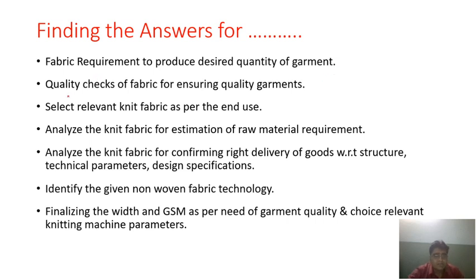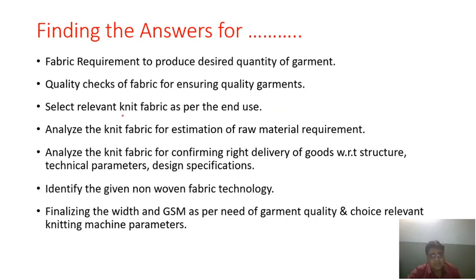Now the second aspect is quality checks of the fabric for ensuring quality garments. Of course, whatever garment we are going to produce, as a fashion technologist we have to ensure the quality of knitted fabric. How are we going to ensure the quality of the knitted fabric unless we know about these quality parameters? There is only one way, we have to learn this particular course. Once you learn this course, you are in a position to identify and judge the quality of the given garment. This is the second aspect of why we have to learn this course.